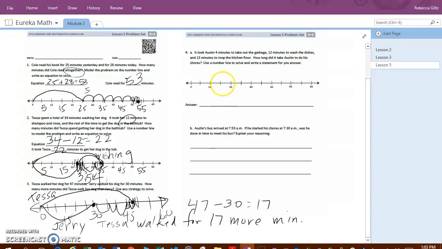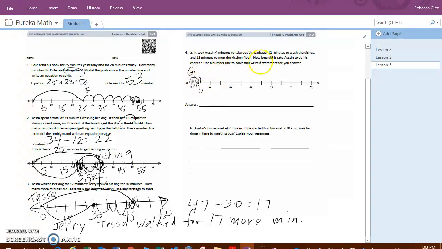Okay, so 4 minutes to take out the garbage. So this is going to be 5. So I'm going to put in my tick marks. And I'm going to hop to the 4. Okay, I'm going to label that G for garbage. Then it took 12 minutes to wash the dishes. So I need to add on 12 minutes. Well, I'm going to get to the 5 because I like hopping by 5s first.